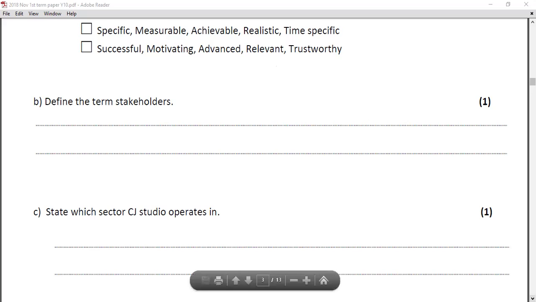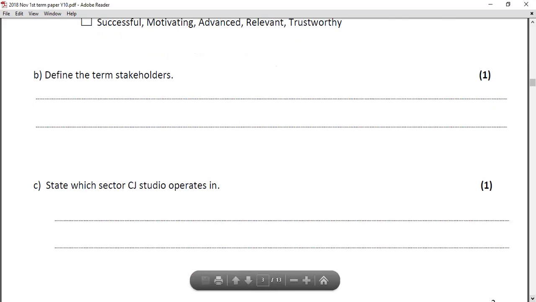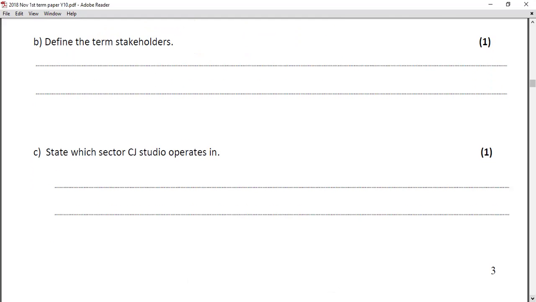Next question is a very tricky question, 1 marker, right? Even though it's 1 marker, you have to use application. That's the thing. State which sector CJ Studio operates in. So this question normally, if you don't use application, we can't give the mark. Even sometimes we can simply say some answer, but that answer you have to write with the application, right?